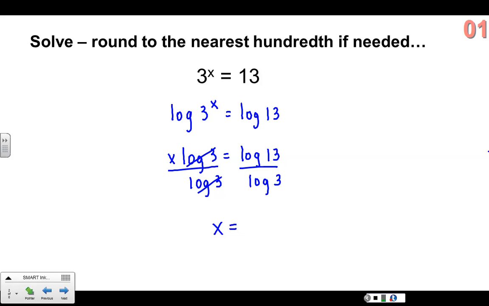13 in my calculator, log, divided by 3 log, equals, and I got 2.33. Now in this problem it says round to the nearest hundredth. We know that's 2 decimal places, so I can stop with that answer right there. 3 to the power of 2.33 comes out very close to 13.